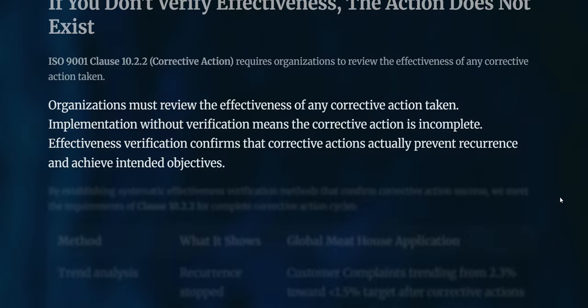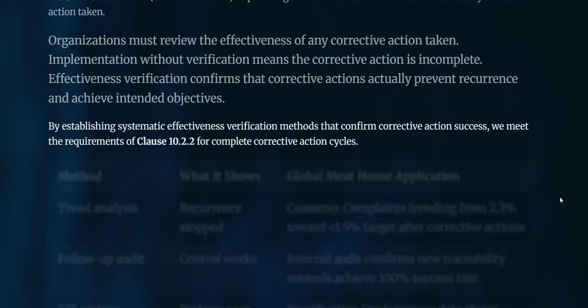Organizations must review the effectiveness of any corrective action taken. Implementation without verification means the corrective action is incomplete. Effectiveness verification confirms that corrective actions actually prevent recurrence and achieve intended objectives. By establishing systematic effectiveness verification methods that confirm corrective action success, we meet the requirement of Clause 10.2.2 for a complete corrective action cycle.